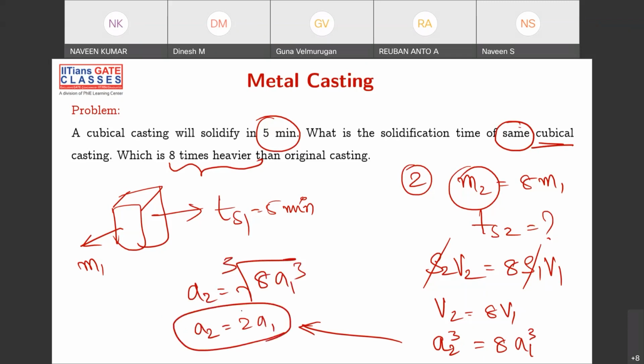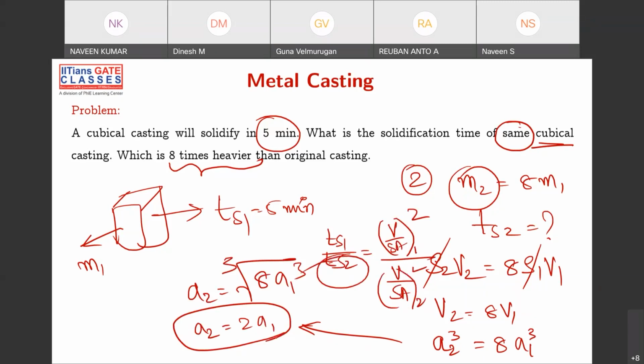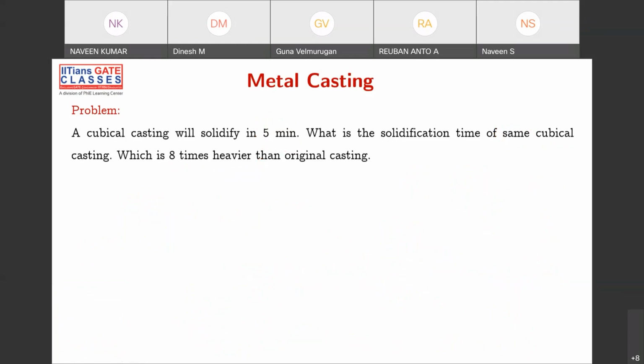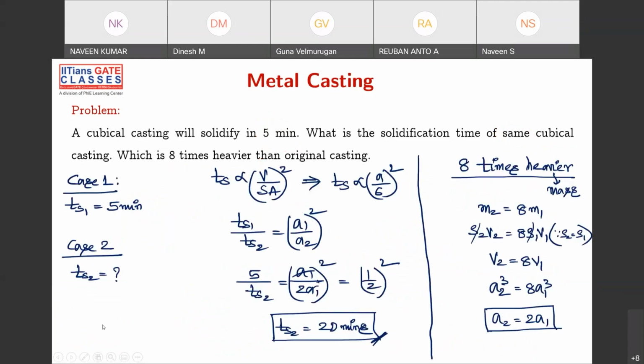Once you find this relation, obviously Ts1 by Ts2 is equal to V by SA of 1 whole square divided by V by SA of 2 whole square. You do all these things and then you find Ts2. That's it. I'll show you the solution. First you calculate this, then you do this. You'll get the answer as 20 minutes. The solution is already here. Just check it out.